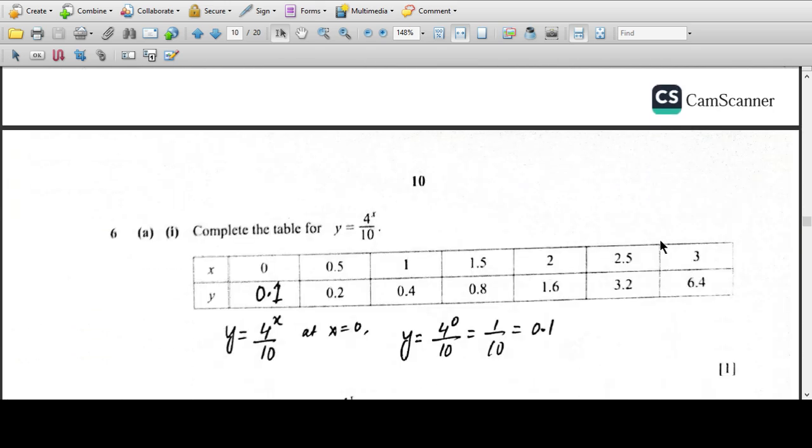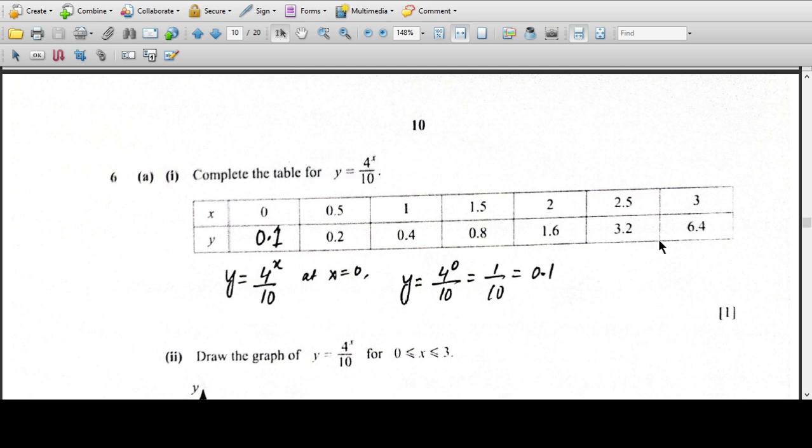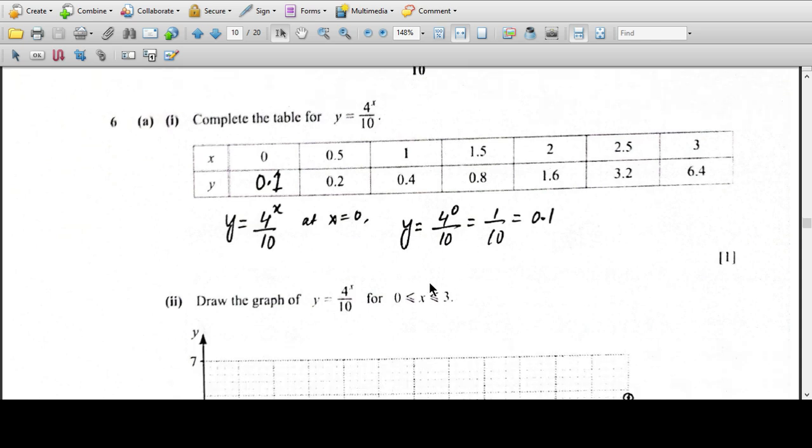Now question number 6, complete the table for y is equal to 4 power x upon 10. For x is equal to 0, this becomes 1 upon 10, so the value of y will be 0.1. So we have completed this table, and now draw the graph for y is equal to 4 power x upon 10 for the range of 0 to 3.